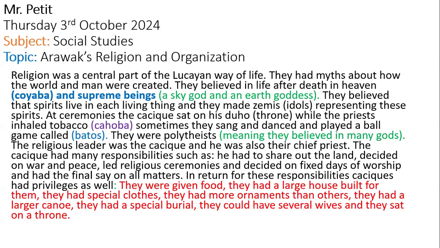Ethan Bean, where's Ethan Bean? Yes, sir. What was one of the privileges that the Caciques had? They were given food and they had special clothes. Very good. Jemiah, where's Jemiah? Yes, sir. Give me one of the responsibilities of the Cacique. They had to share the land. Okay, good. All right. That's enough for social studies.